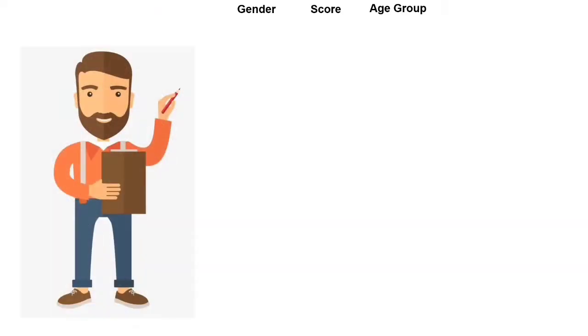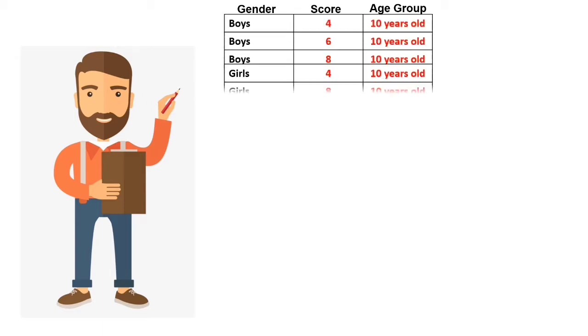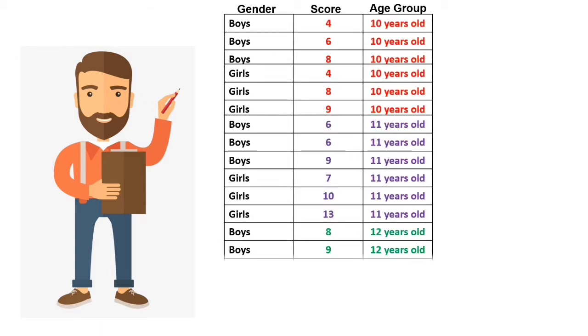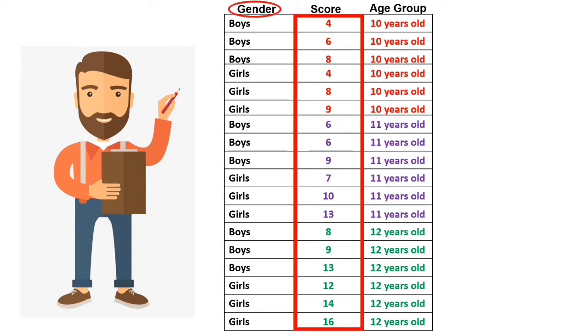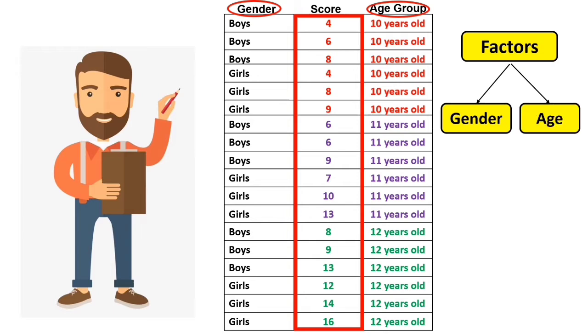Now imagine I gave an arithmetic test to boys and girls of different age groups, 10-year-olds, 11-year-olds, and 12-year-olds. And now I have a list of their scores. And I want to determine what impacts the variation. Is it gender? Is it age group? Or is it both gender and age group? So I have two factors, gender and age. That's why it's called a two-way ANOVA.